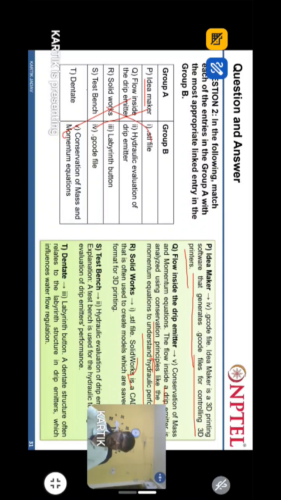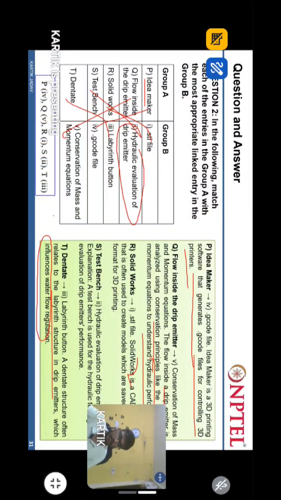Then we have the test bench. The test bench we are using for evaluation of hydraulic emitter. And finally, the labyrinth channel. So it is more related with the labyrinth, and the labyrinth is a part of the energy dissipation component of the drip emitter, right? Its structure often relates to the labyrinth structure in drip emitters, which influences the water flow regulation, means energy dissipation. So this is the correct answer.